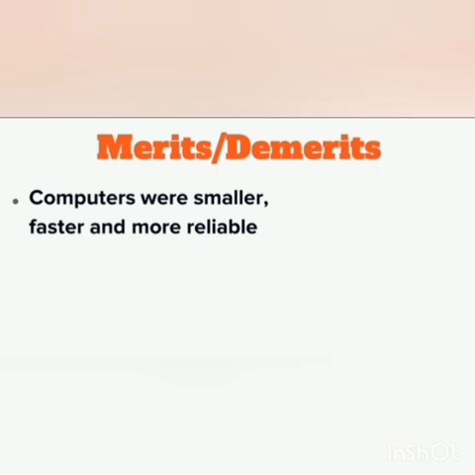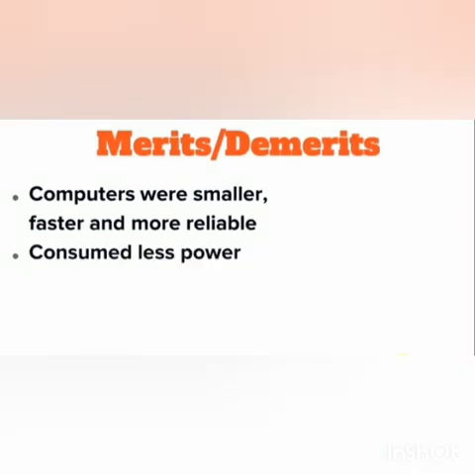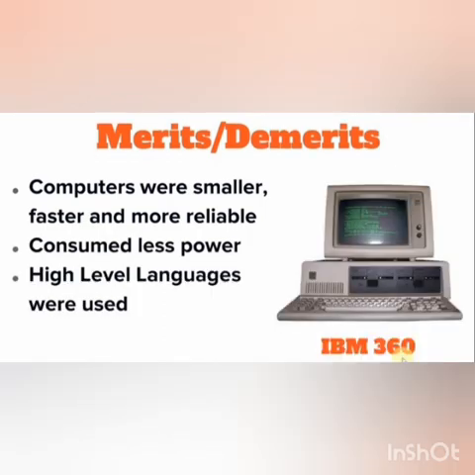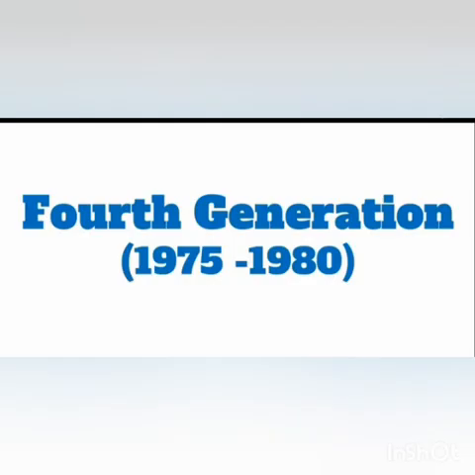Apart from these unique merits, there are some common merits and demerits. The computers used in the third generation were smaller, faster and more reliable, and also consumed less power and generated less heat. The mouse was not used in those days, so the monitor, keyboard and CPU, these three devices made up a computer system. Third generation computers are IBM 360 series, Honeywell 6000 series. Now let us move on to the fourth generation.